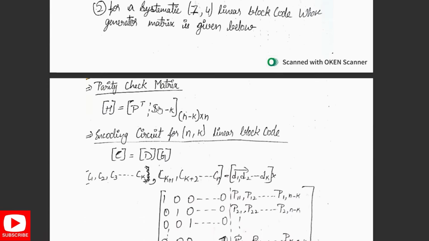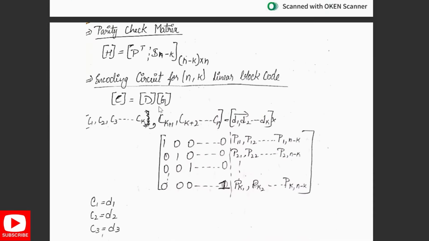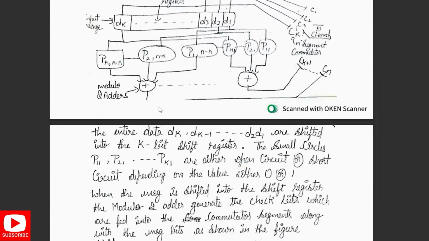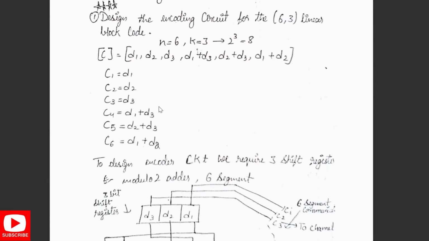Here is a systematic (7,4) linear block code whose generator matrix is given. This is also one more question that we can solve. Next, here in the parity matrix, how to get the parity matrix I have explained already. This is C into H transpose. This is one formula that you have to know. Okay, now this is another one.